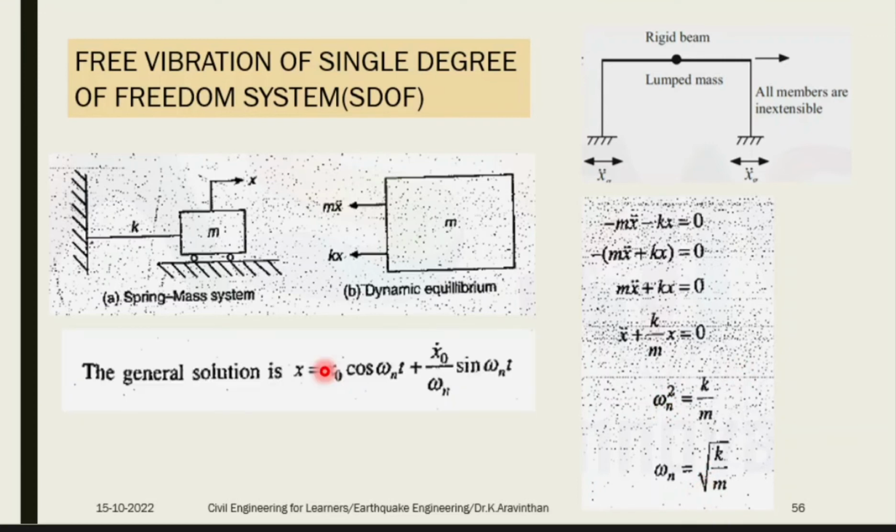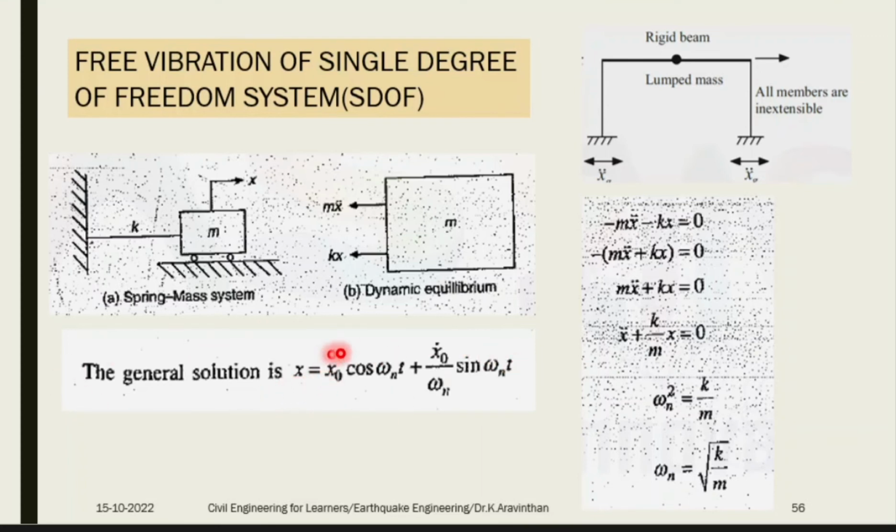This is the equation of motion for free vibration of a single degree of freedom system. By this single equation, you can find, if your structure is vibrating for 3 seconds, what will be the displacement. If your structure is vibrating for 10 seconds, what is the displacement? You can find all the parameters by using this general solution.